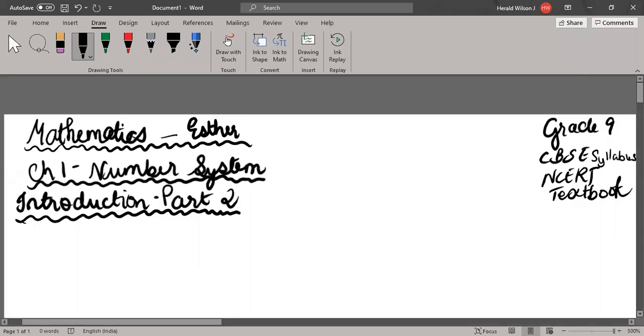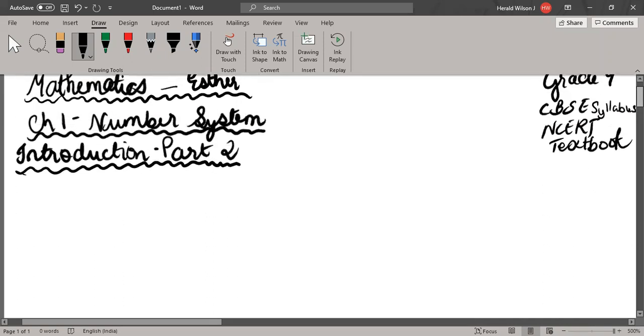This is Esther here. Today we're going to be discussing chapter 1, number system. This is introduction part 2 to this chapter, and this is for grade 9 students studying in CBSE syllabus, from your NCERT textbook. So in the previous session we had an introduction part 1 in which we discussed whole numbers, natural numbers, negative numbers, integers on a number line, right?